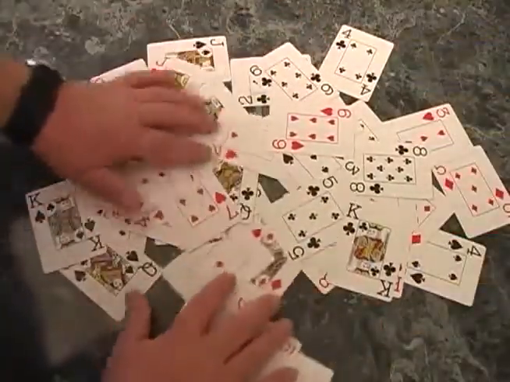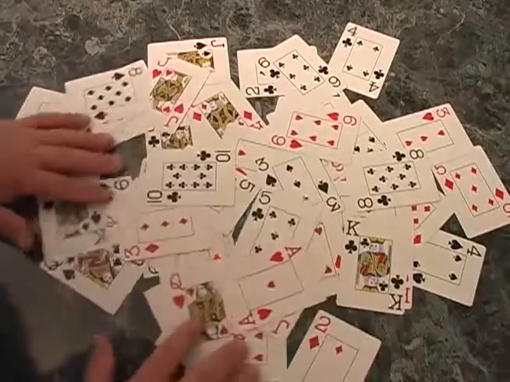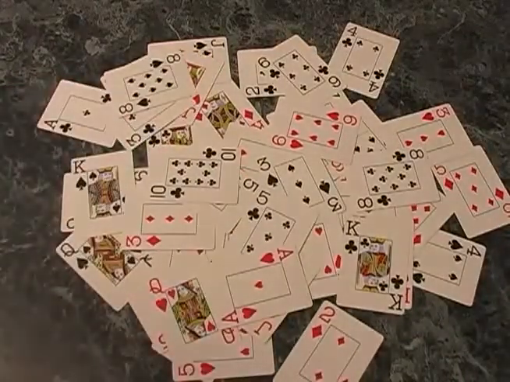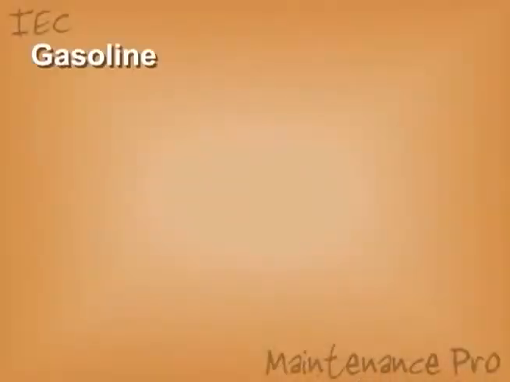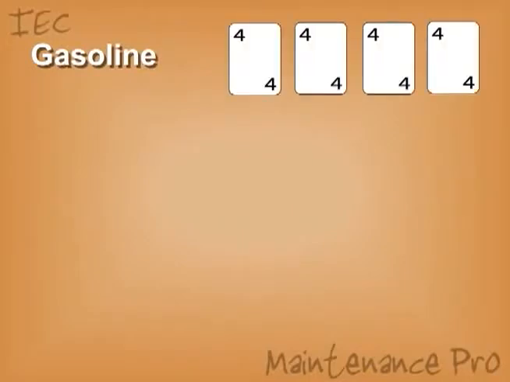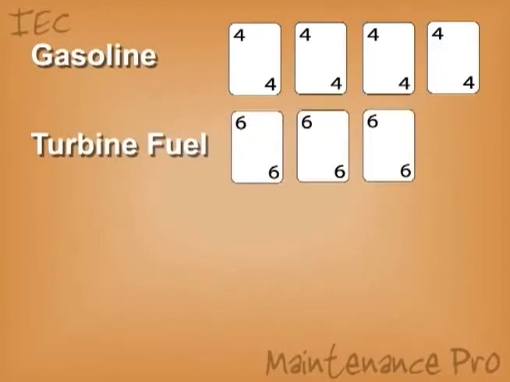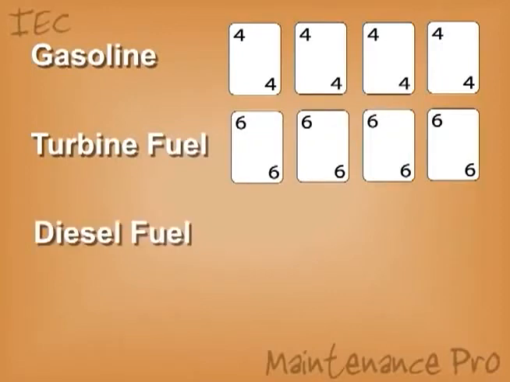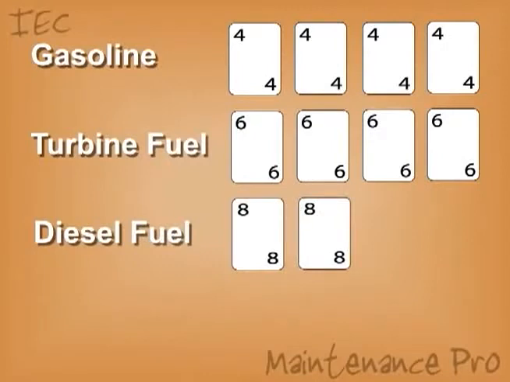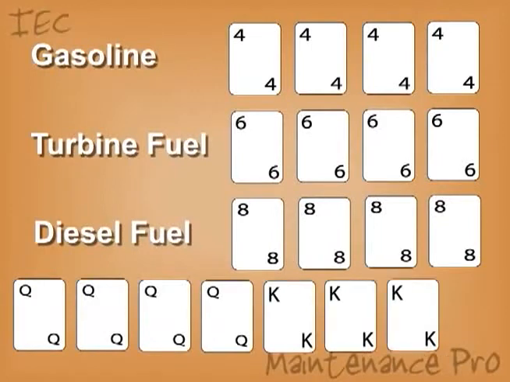Think of crude oil as a bunch of shuffled up playing cards. The gasoline is the 4s. The turbine fuel is the 6s, the diesel fuel is the 8s, and the fractions with the highest boiling ranges are the kings and queens.